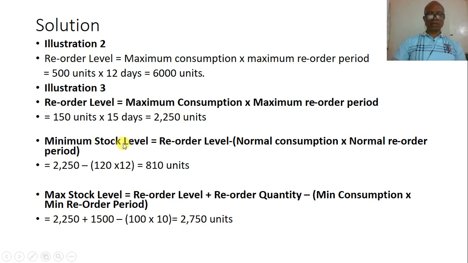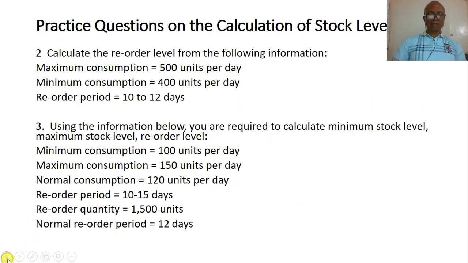The minimum stock level is reorder level minus open bracket normal consumption times normal reorder period bracket close. So that's what I have here: 2,250 minus 120, which is the normal consumption, multiplied by 12, which is the normal reorder period. Now we are given the normal reorder period here. Look at the difference here.